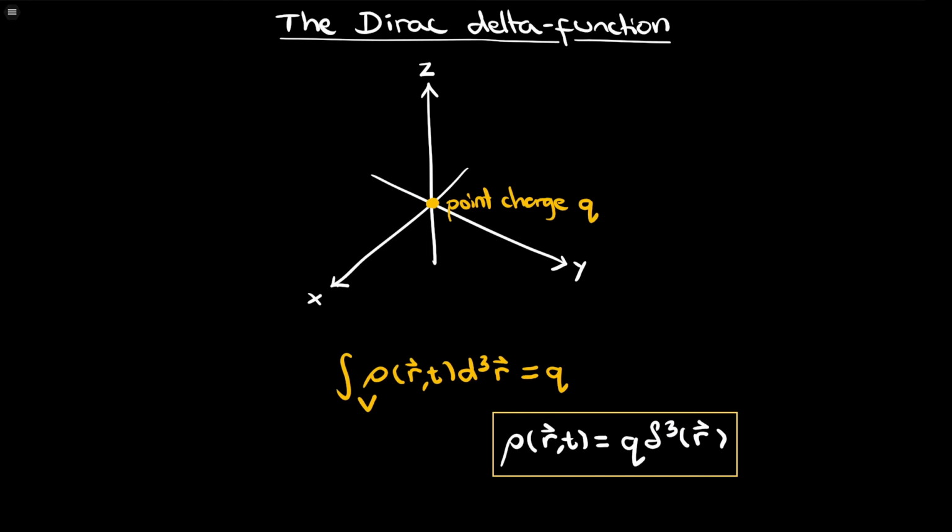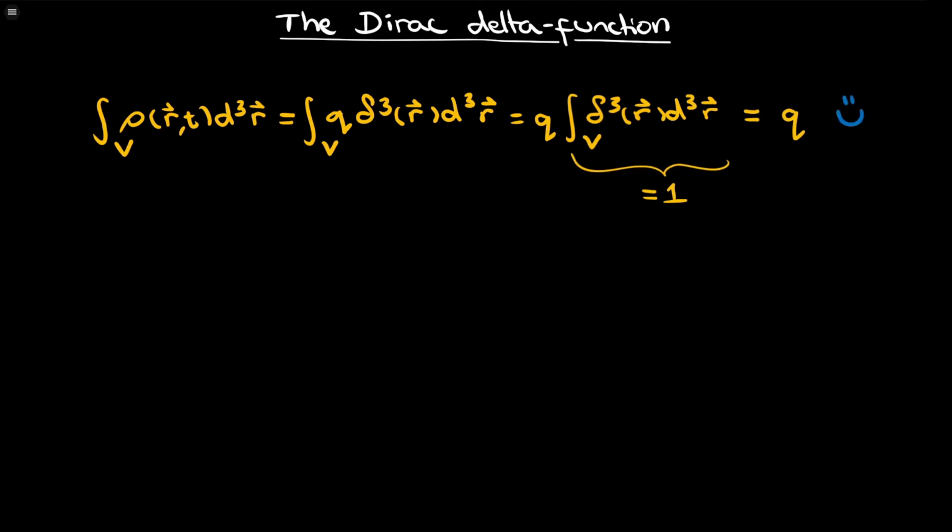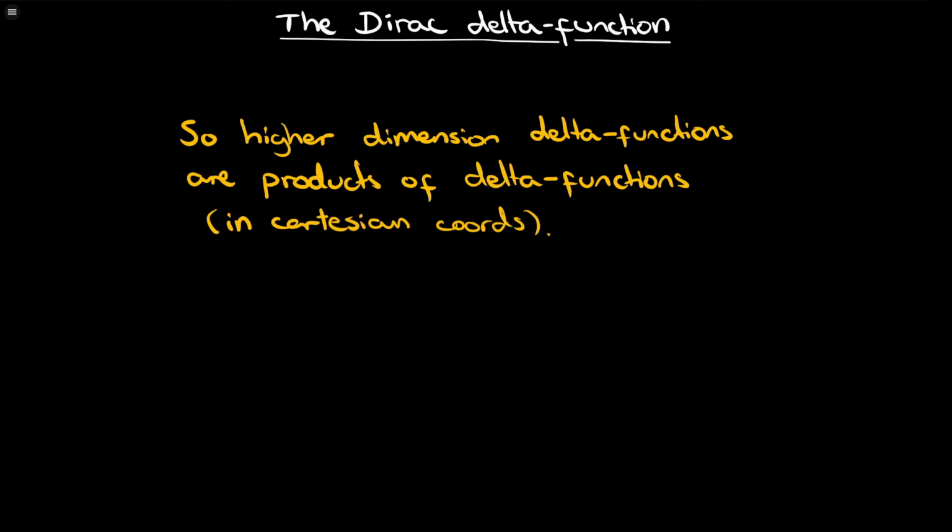To check if this is right, we can try plugging it into the volume integral. We can pull out q because it is constant, leaving us with the triple integral over the three-dimensional delta function. And I'll leave the details to you, but this indeed comes out as 1, giving us the total charge in space as q, which is exactly what we wanted. So delta functions in higher dimensions are actually products of the good old standard delta function.